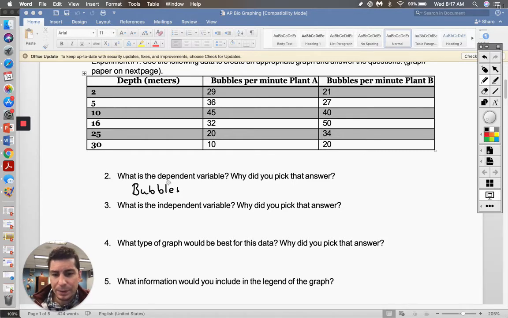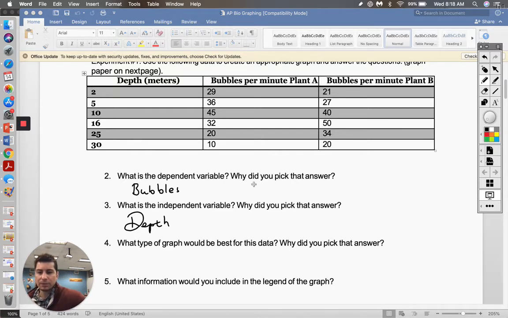And why did we pick this answer? Well, we don't have control over that. We are changing the depth that the plant is in, how far down it is in water, and that is making the change in the amount of bubbles. What's our independent variable? That's the depth. And this is what we have control over. Okay, we have control over the depth of the plant.